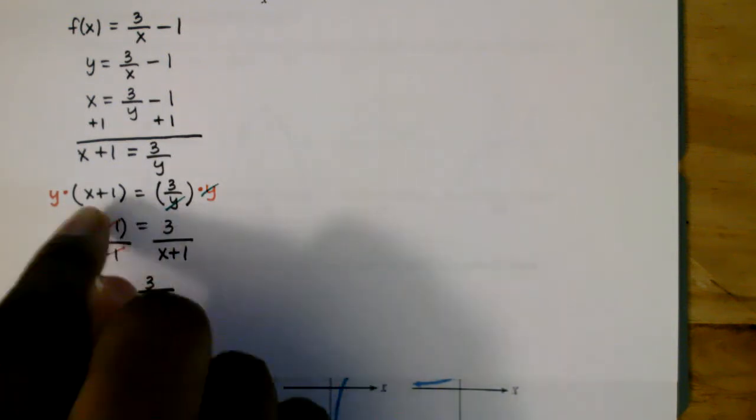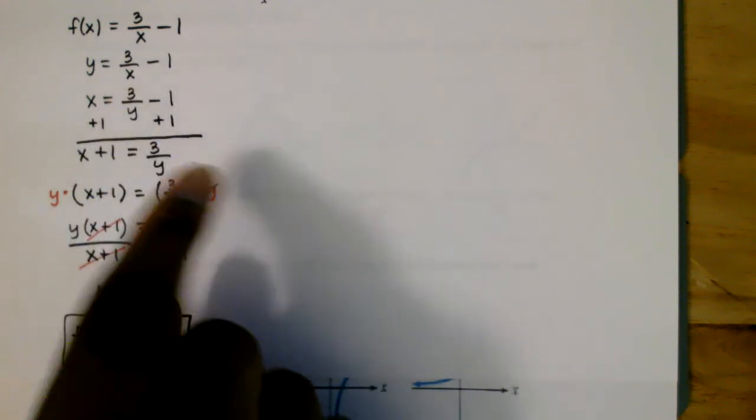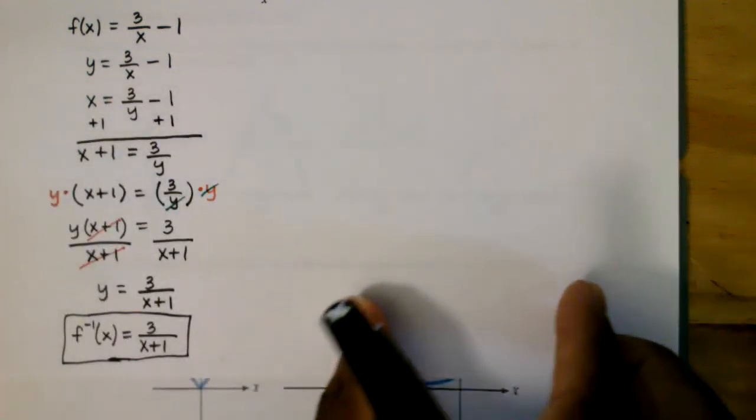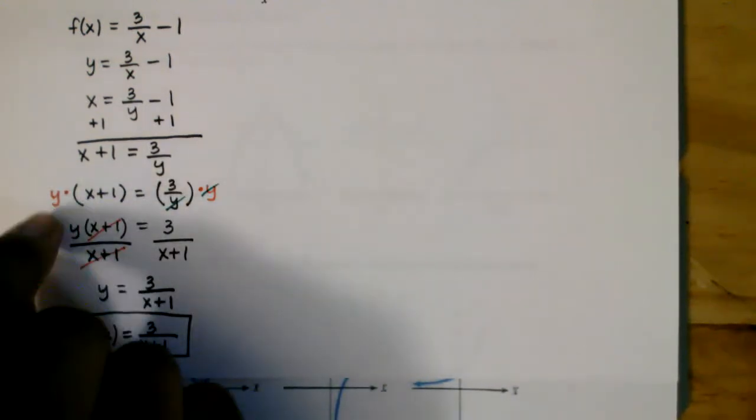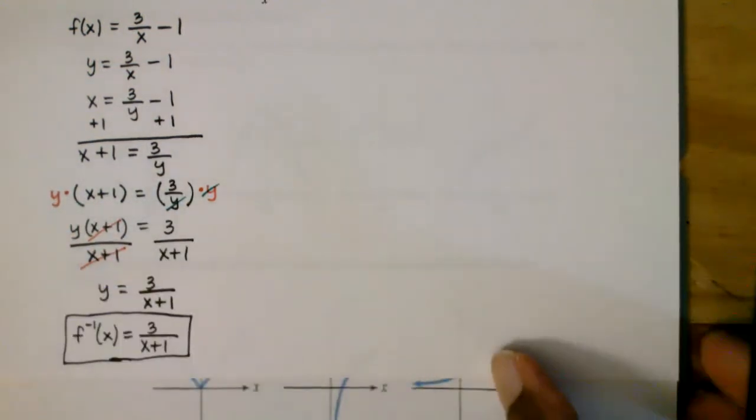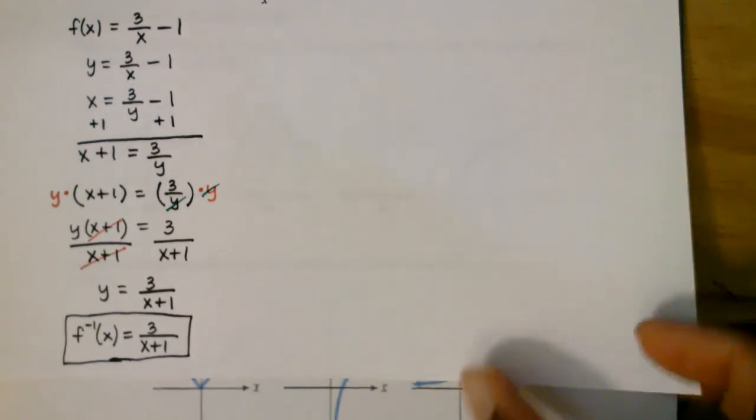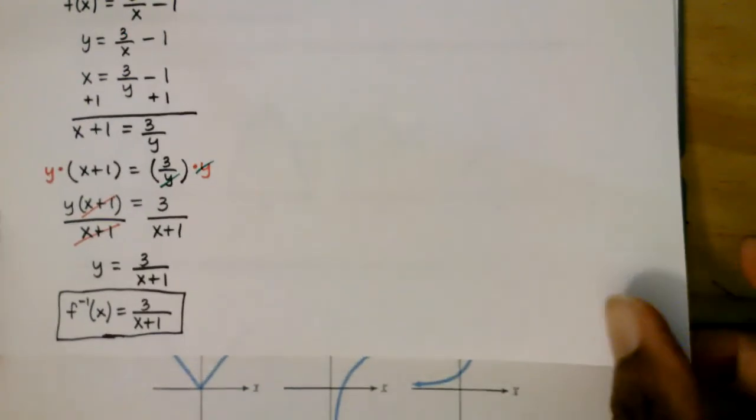Okay. Here I did the easier way by just getting the 3 over y by itself and then multiplying both sides of the equation by y, and not distributing the y over that, because actually I want to get y by itself. Okay, so that's how we find the inverse of any function.